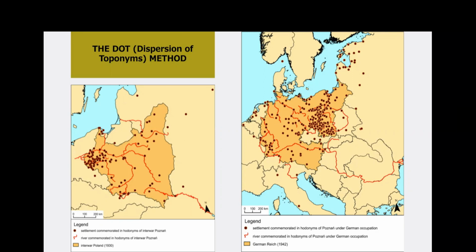Okay, on the left, you can see the mapping of the topohodonyms of Poznan in the interwar period, that is in the 1930s. At the time, there were about 115 topohodonyms in Poznan. And as you can see, most of the places that they referred to are contained within the country borders of the time. There are very few dots beyond these limits. Most are contained within the borders.